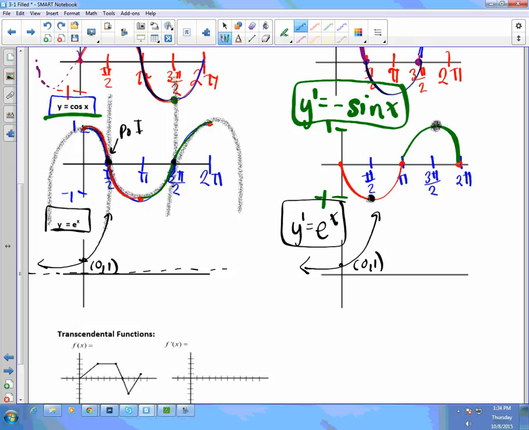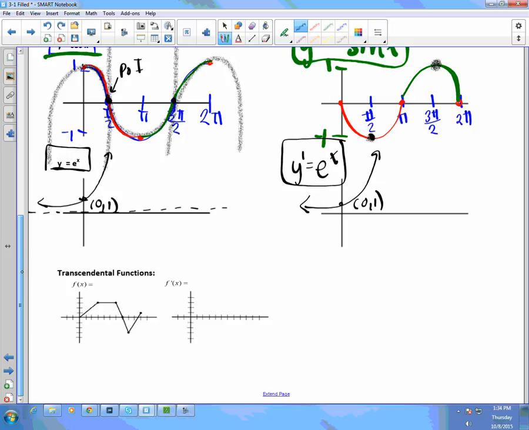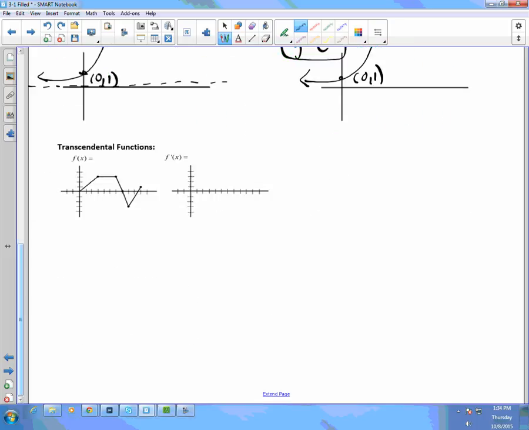Okay, one last one. This graph right here, the f of x graph, is a piecewise function. It doesn't follow a typical polynomial function. Can you graph the derivative, f prime? Knowing that the derivative represents what? The slope. But they're all linear, so you should be able to find the slope.